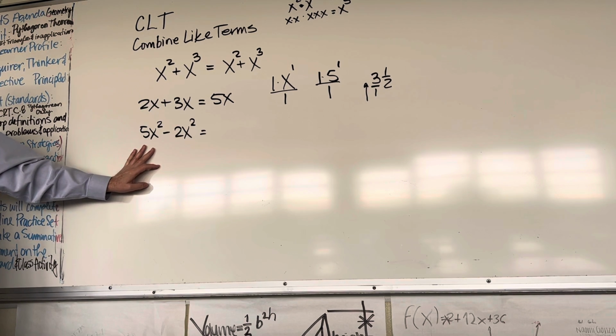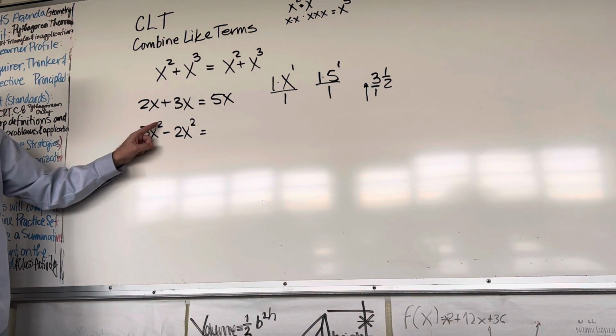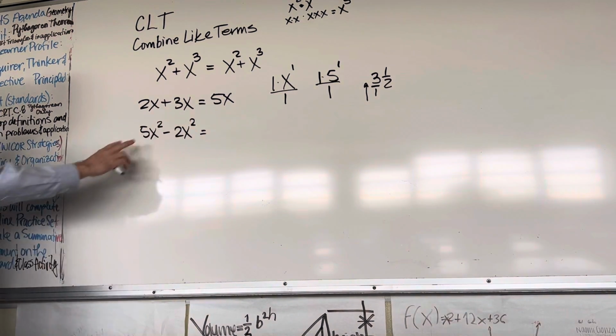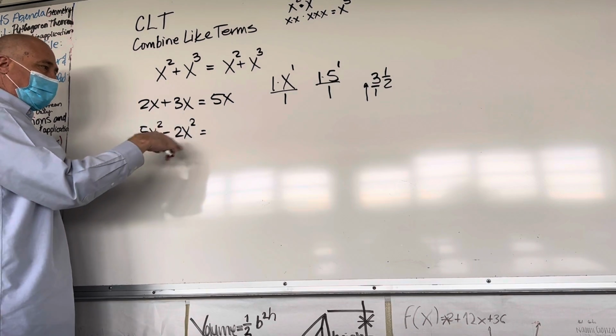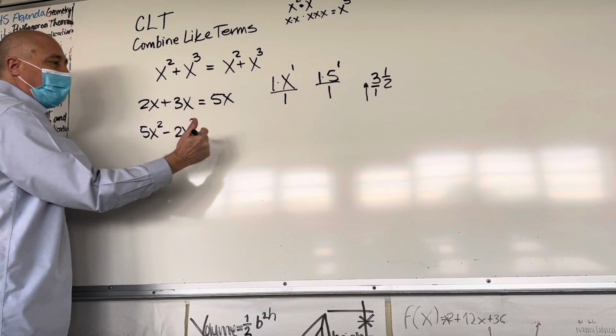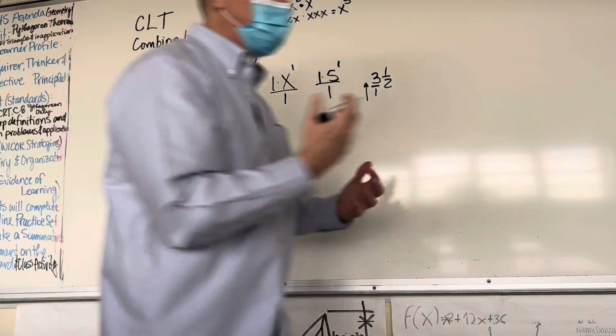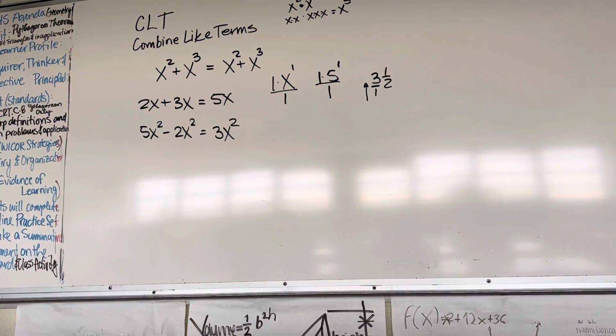So the majority of you are saying yes, they're like terms. You're right, because why? They're both base x and they're both power 2. That makes them like terms. There's 5 of them here, 5x squareds, there's 2 here, and we're subtracting them. What are you left with? The 3 of them that are x squareds. Fair enough? Once you get into the rhythm of like terms, it gets to be pretty simple.